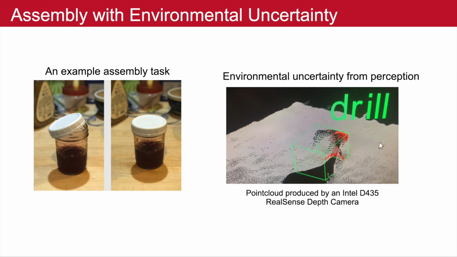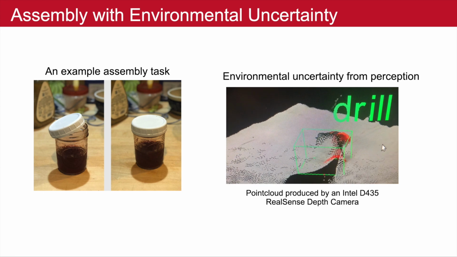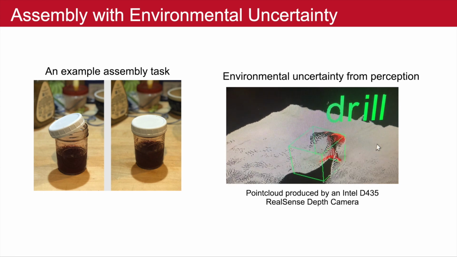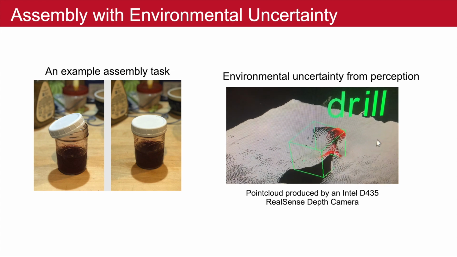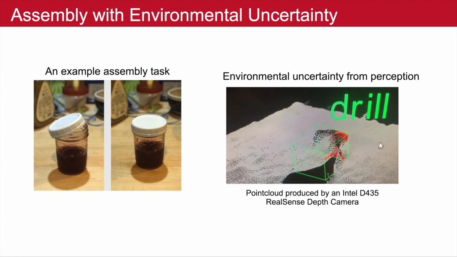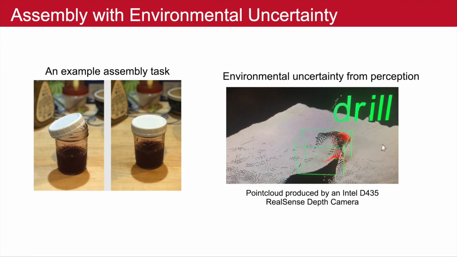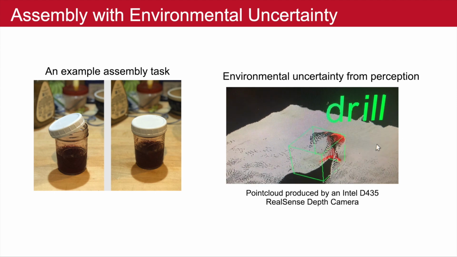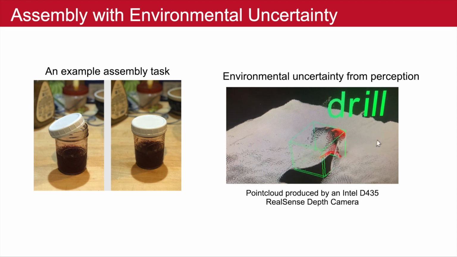Uncertainty inherited through perception of the robot's environment, an example of which can be seen in the shifting bounding box of the drill on the right, is usually significant enough to cause this failure mode. As opposed to hard-coded sequences, robots can plan actions adapted to their current environment.